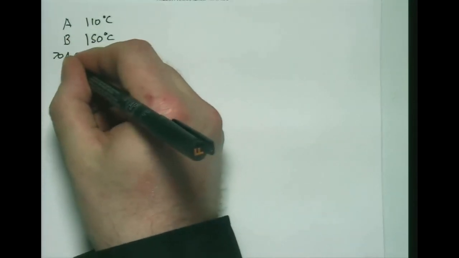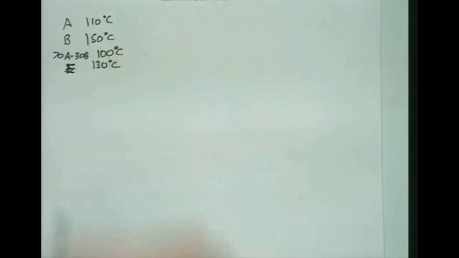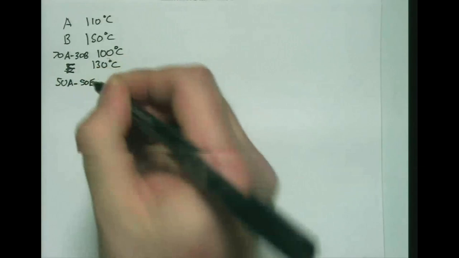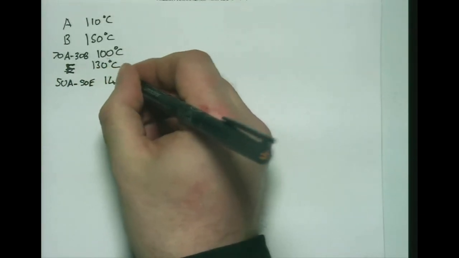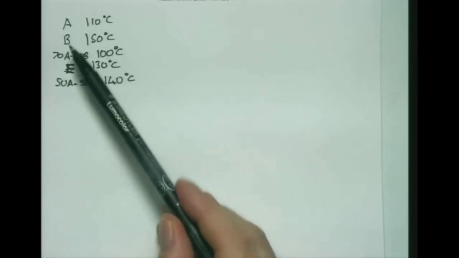We have an entrainer, E, which boils at 130 degrees C, and we're told that it forms an azeotrope with just our A component, and that boils at 140 degrees, and you can see there from E and A that that one must be a maximum boiling azeotrope. So what we need to do is start to draw our approximate residue curve.